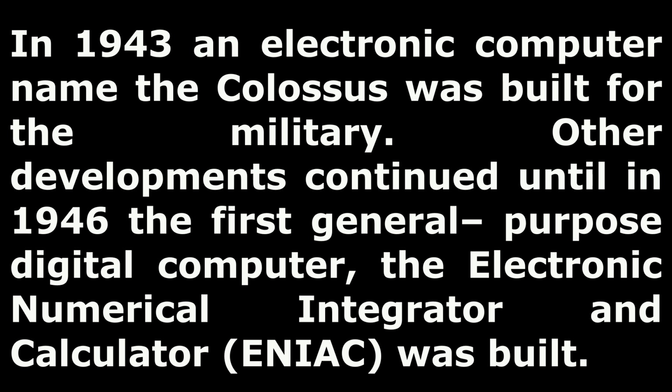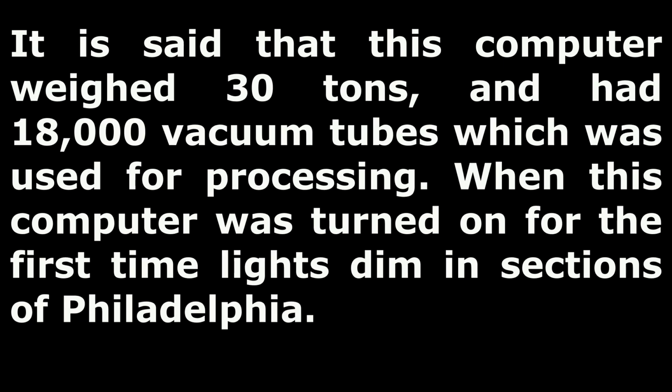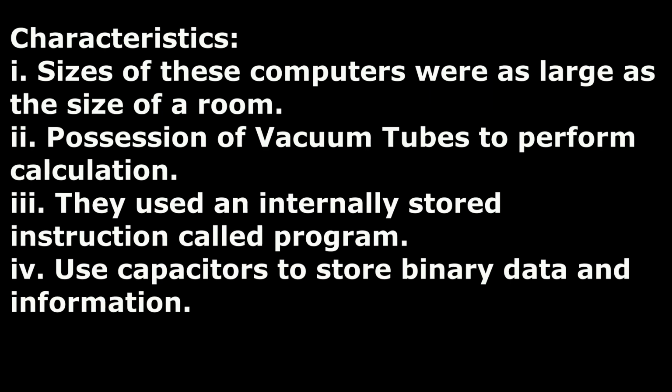Other developments continued until in 1946 the first general-purpose digital computer, the Electronic Numerical Integrator and Calculator, ENIAC, was built. It is said that this computer weighed 30 tons and had 18,000 vacuum tubes which were used for processing. When this computer was turned on for the first time, lights dimmed in sections of Philadelphia. Computers of this generation could only perform a single task, and they had no operating system.